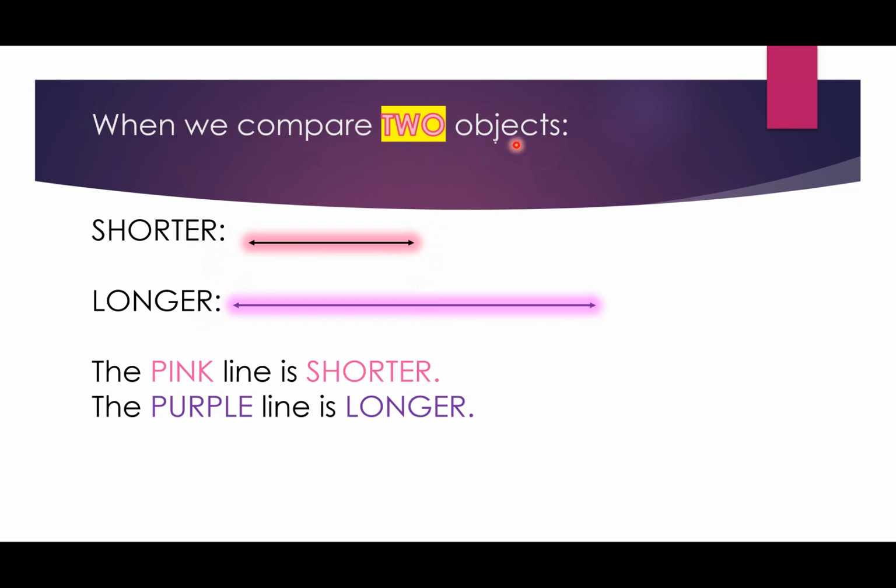Here you see, the pink line is shorter, the purple line is longer. You see the pink line and the purple line, right? I can say the pink line is shorter than the purple line, right? Because they both are lines and they both are different colors, but one is shorter and another one is longer.